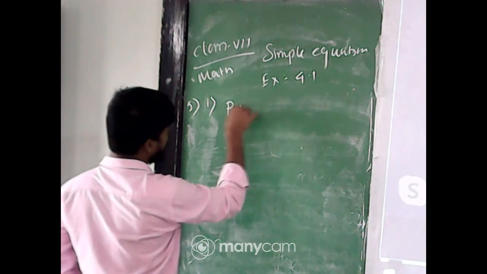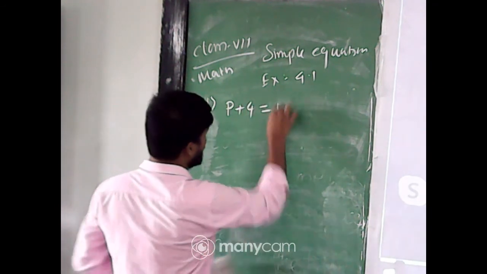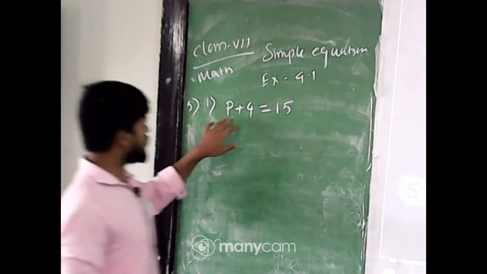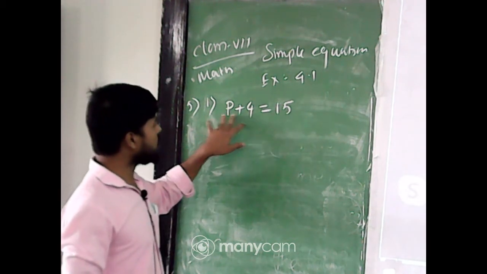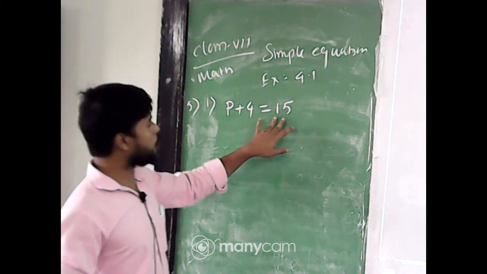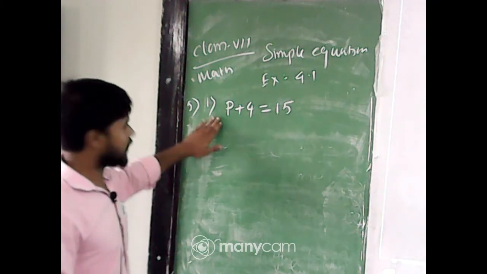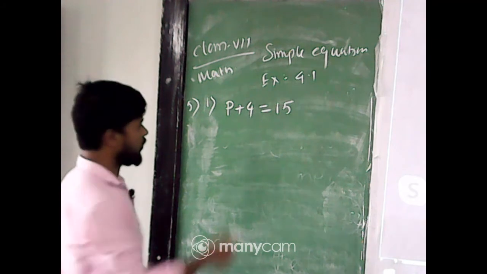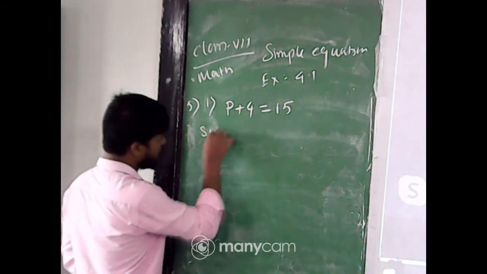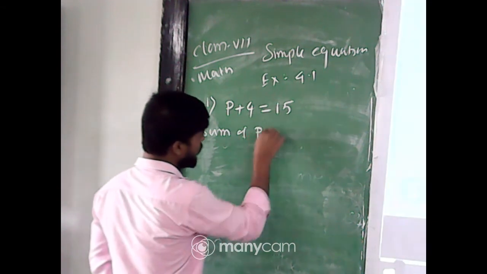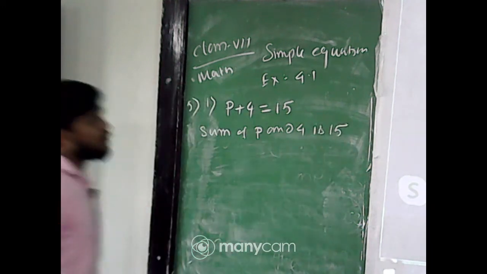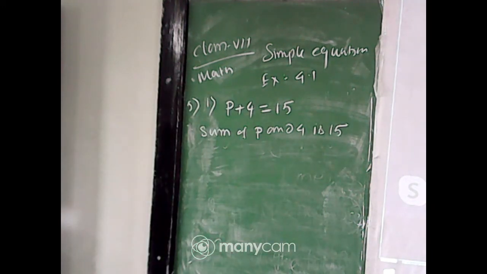P plus 4 is equal to 15. We have to set up the mathematical statement. So look, what is this? This is the sum of P and the number 4, which is equal to 15. So if I write this mathematical equation as a mathematical statement, then we can write: the sum of P and 4 is 15, isn't it?